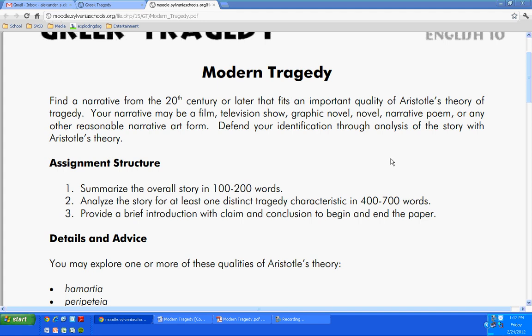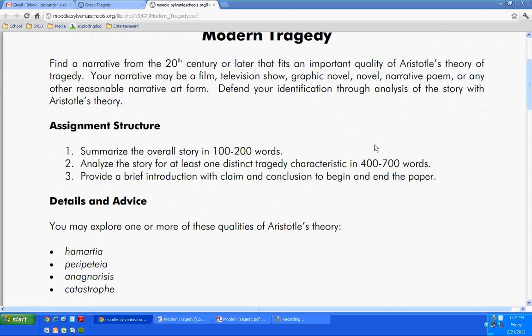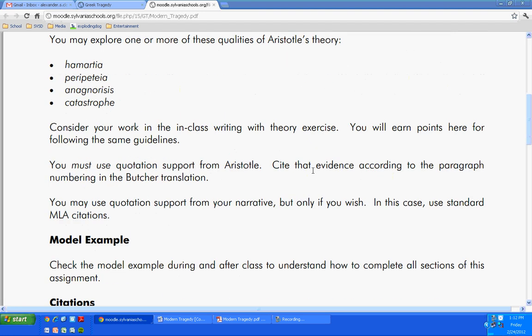I want a summary of the story in 100 to 200 words, and then the analysis in 400 to 700. It's not a long paper, but I need to know something of the summary. And if you remember the in-class essay where I told you a good introduction to an in-class essay is a summary of the story, that's exactly what I want, but 100 to 200 words on that. And then the 400 to 700 word analysis, with a brief introduction with claim and conclusion to begin and end the paper.